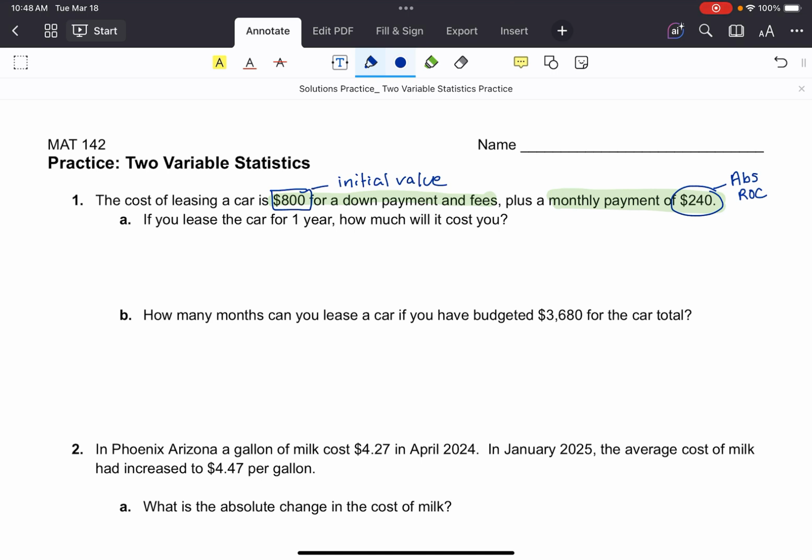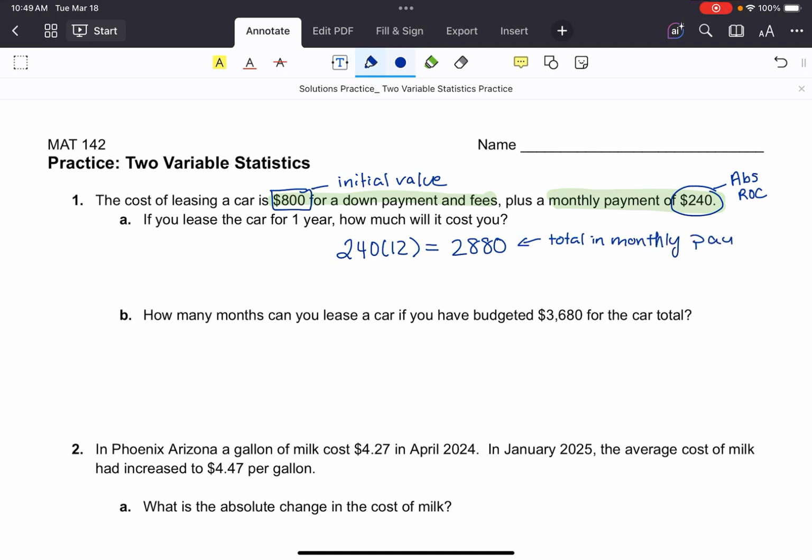And so if we lease the car for 1 year, how much will it cost you? Well, we have a monthly payment of $240. So we're going to pay that $240 12 times. And so I could do 240 times 12, and I would get a dollar amount of $2,880. And so this is just from the monthly payments. So that's like the total in monthly payments.